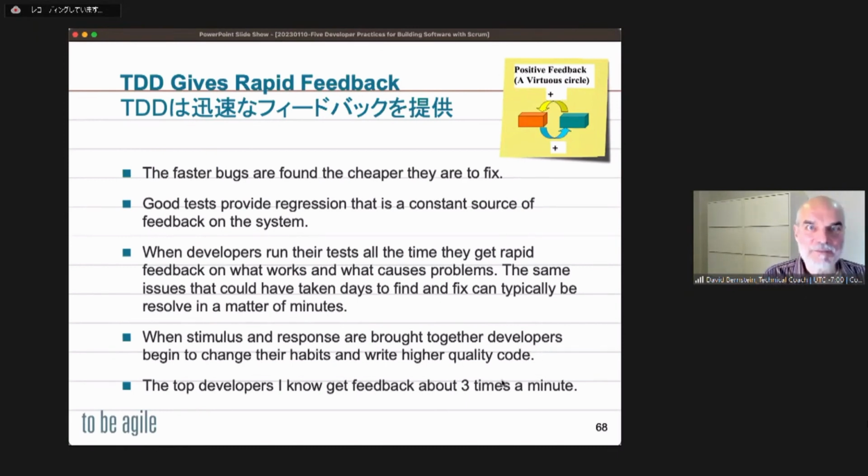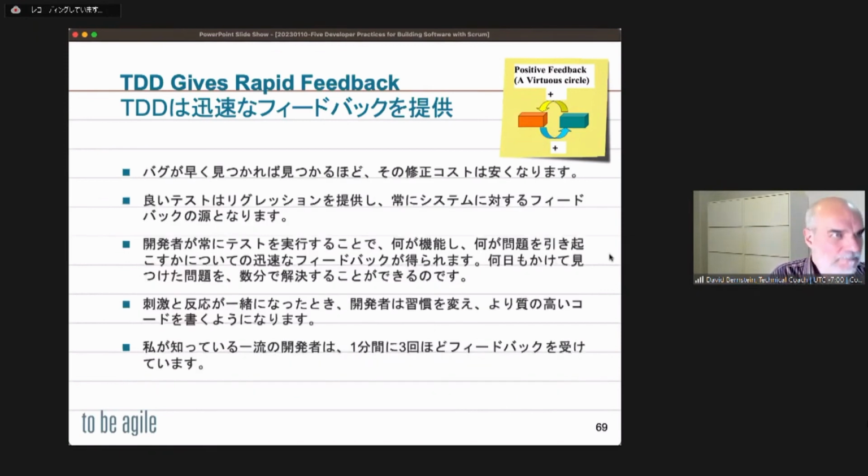And as I mentioned, the top developers I work with, they run their tests frequently, more than once a minute, and they get lots and lots of feedback.